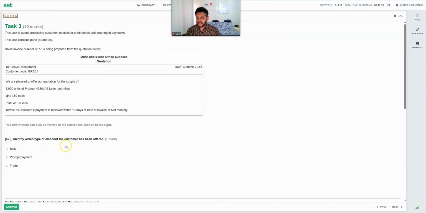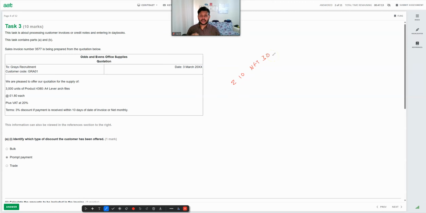Identify which type of discount the customer is being offered. That's prompt discount. If the supplier says pay within a certain time to get a certain discount, we call it prompt discount. When you are working in real life, you will see this on the invoice, for example, 2/10 net 30.